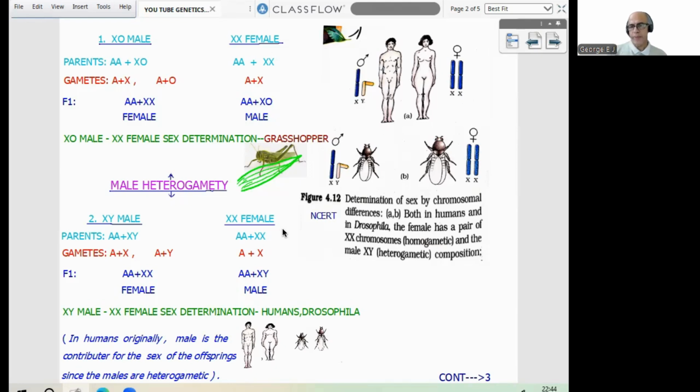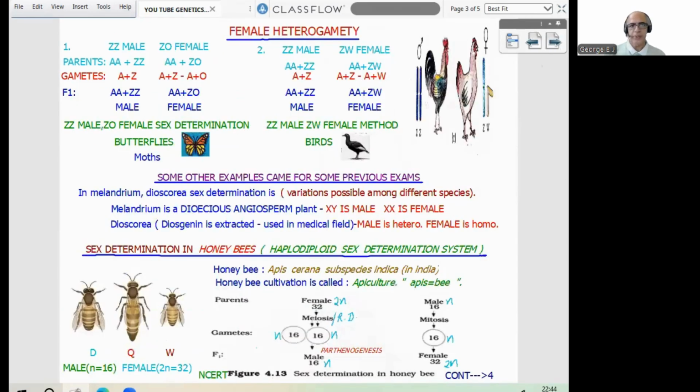So, two types of gamete. X of male couples with X of female, it is female. Y of male couples with X of female, it is male. So that is why the male determines the sex of offspring in human beings. I think that aspect is clear. Now we can proceed to the next page.